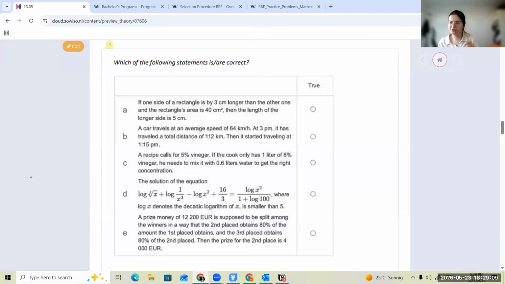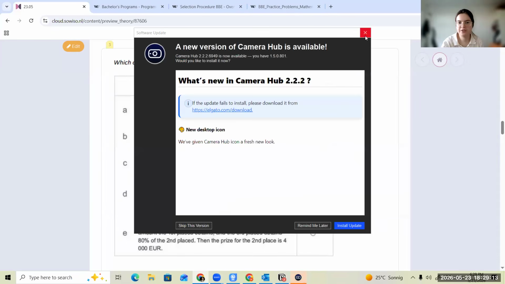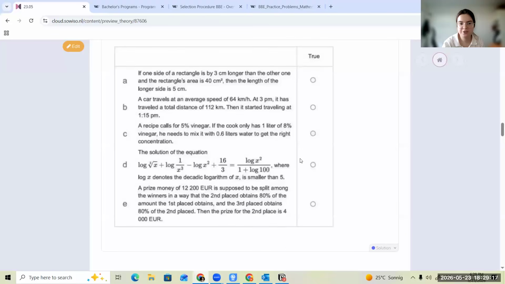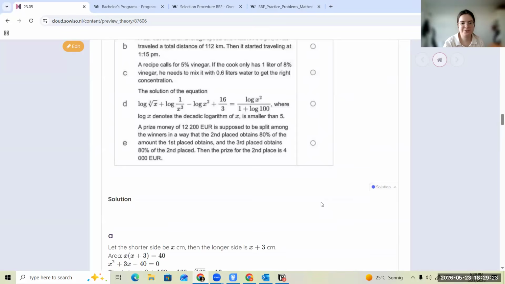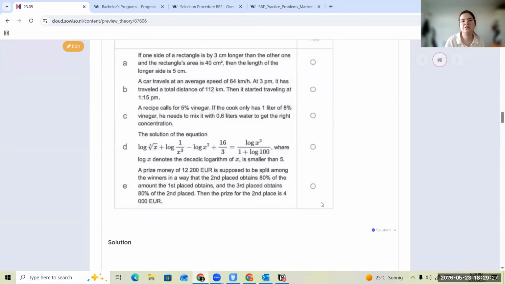It looks like there's no way you can solve it, but actually it's very nice. Yeah, don't need the camera. And let's go for it. And here again, there are attention traps, as always. Cannot really avoid those. We have a rectangle, right? And one of the sides is 3 centimeters longer than the other side, and the area is 40 centimeters.